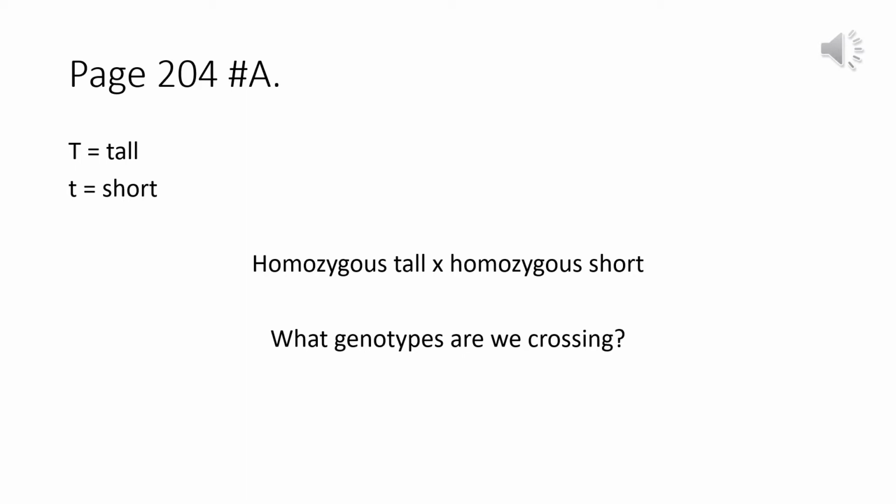The next thing we want to do is think about what the parental genotypes are. It said we were crossing a homozygous tall plant to a homozygous short plant. What are the genotypes that we're crossing? You think about it for just a second and I'll go on.